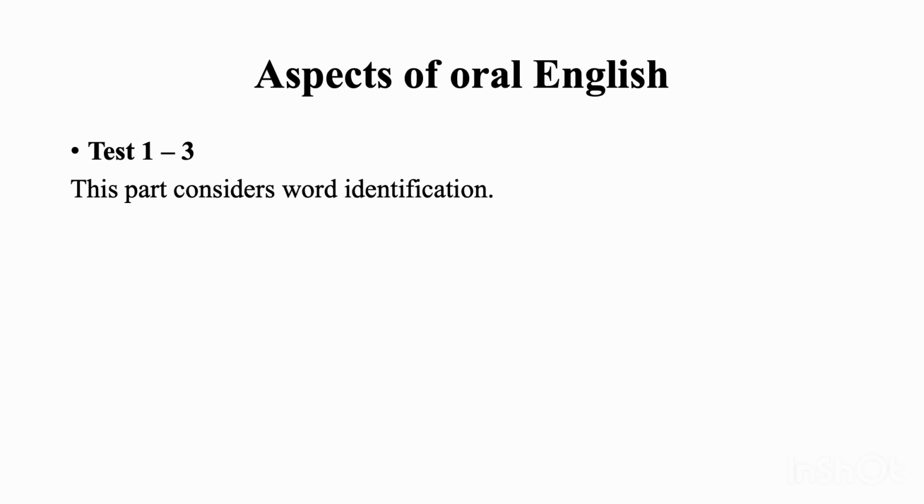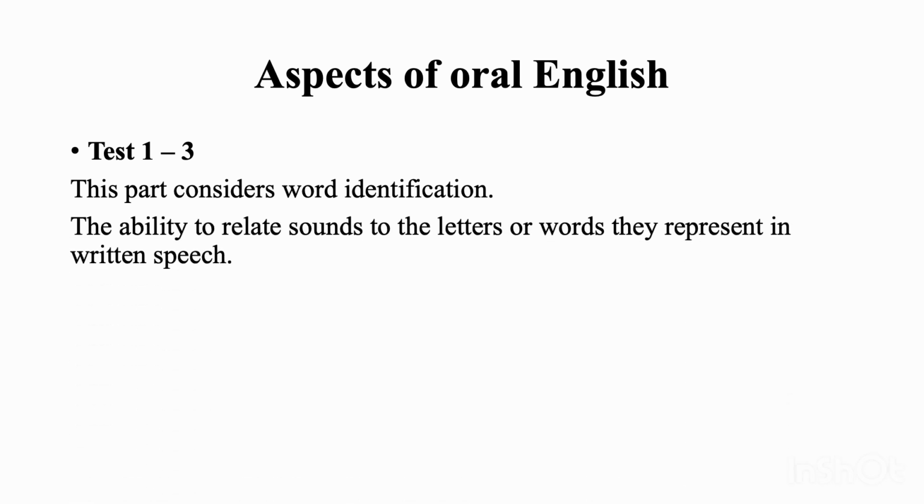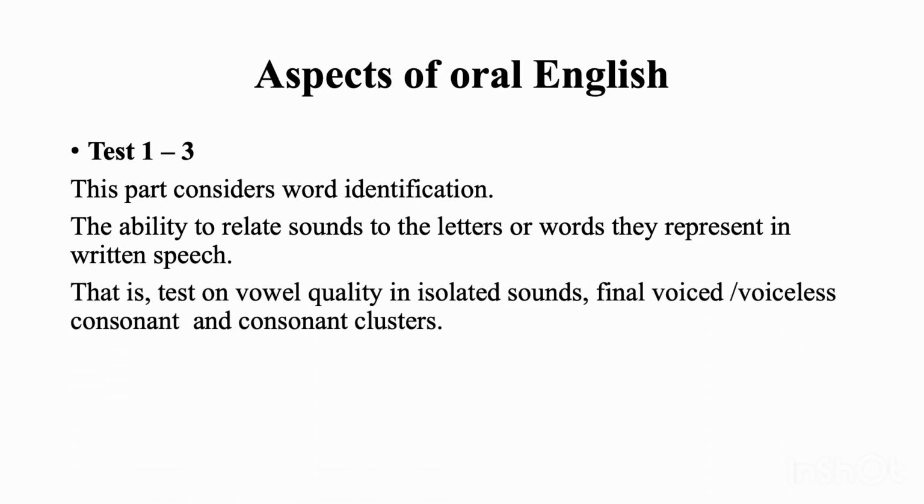So now let's consider the aspects of oral English. The first one, or the first item I would want us to consider is test 1 to 3. This part considers word identification, the ability to relate sounds to the letters or words they represent in written speech. That is, test on vowel quality in isolated words, final voiced or voiceless sounds, consonant sounds or consonant class test.